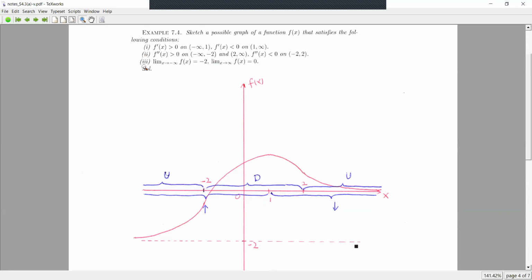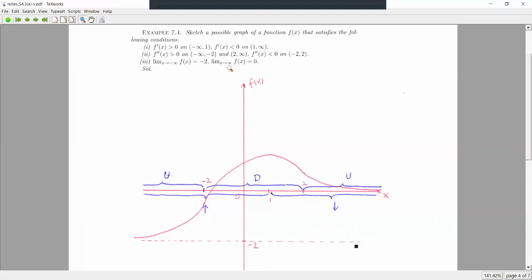Now, the third condition. When x approaches -infinity, the function approaches -2. So -2 is a horizontal asymptote. Suppose this point is -2. I draw a horizontal line. This line should be the horizontal asymptote.